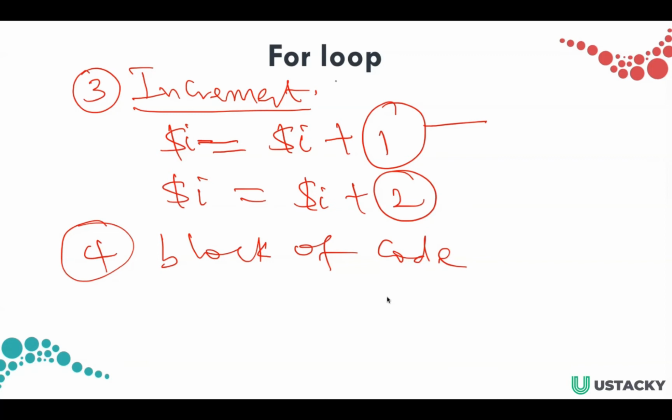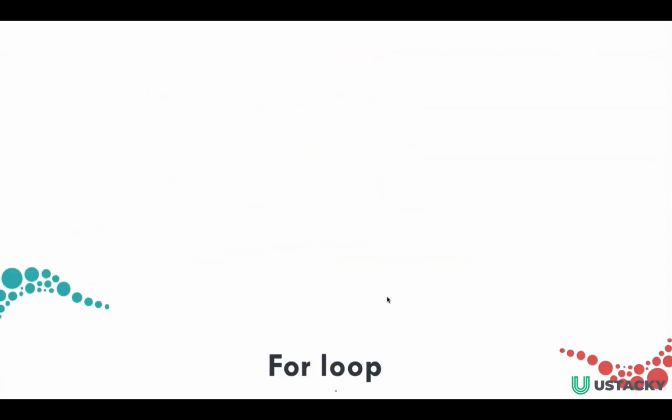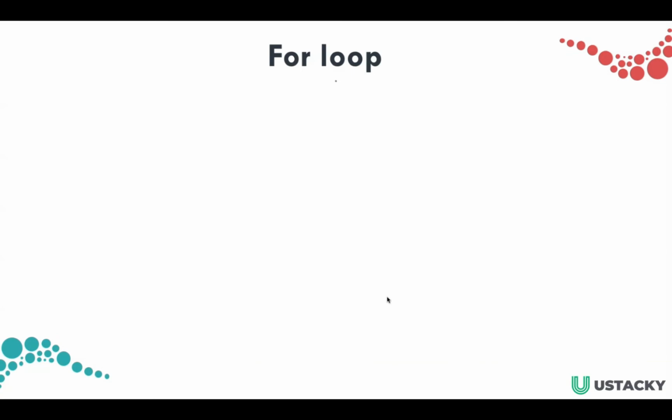Let us try some examples of for loop. Let's assume we want 2 loops. We want a block of code to be executed 2 times. So let's write our starting point. Let's assume we are starting with 0. So we have $I equals to 0.